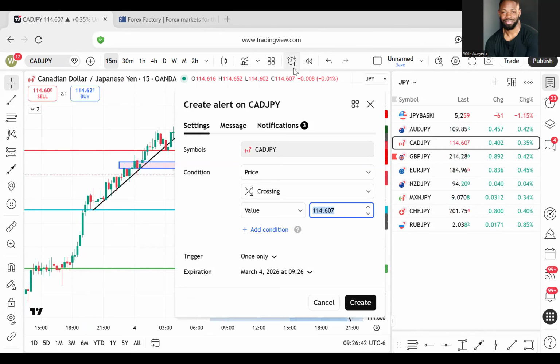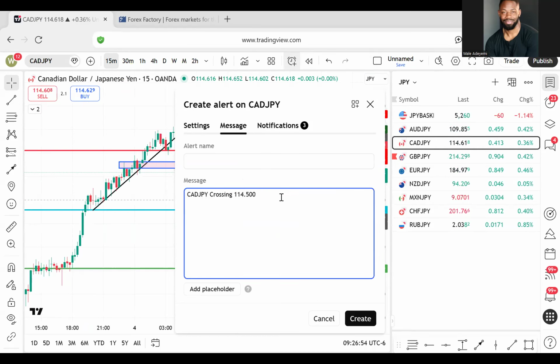114.45 alert value, crossing price. 114.5. Message: lower territory unlocked. Potential scale.